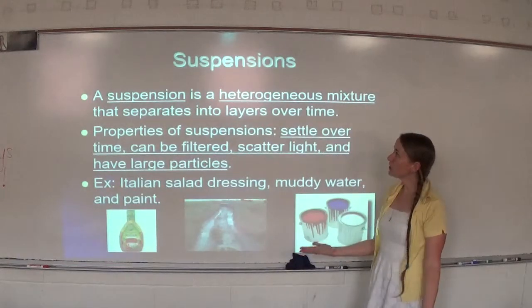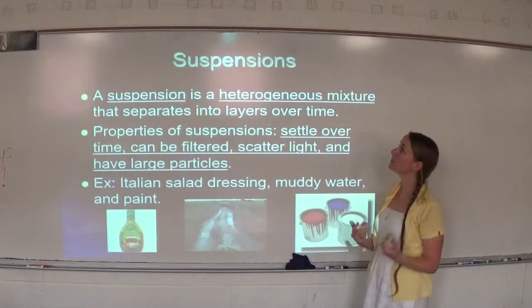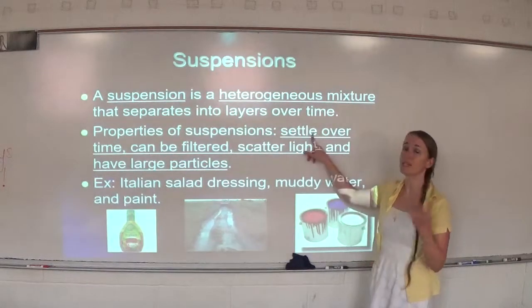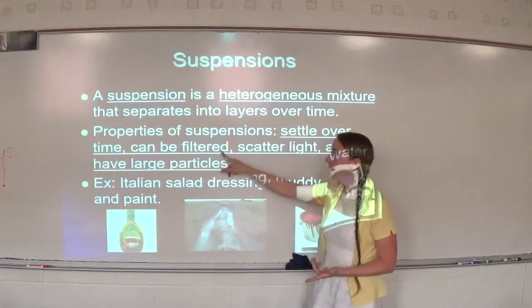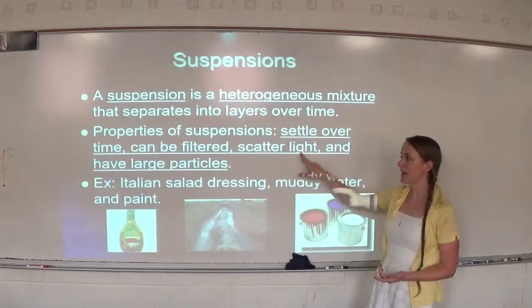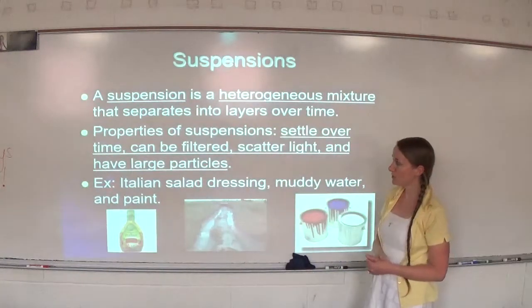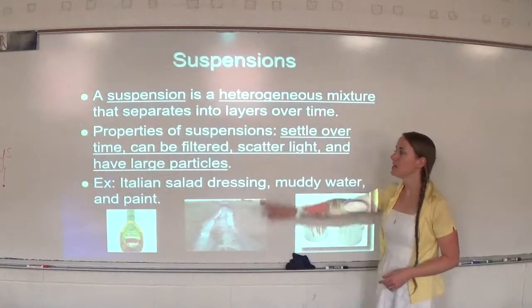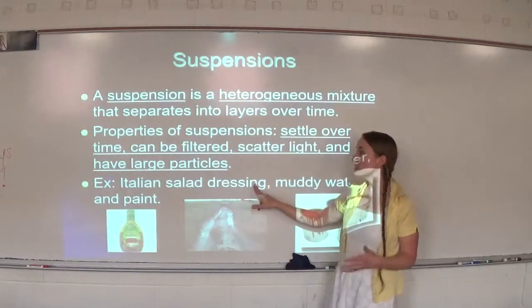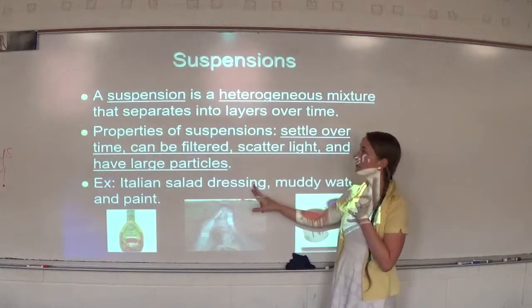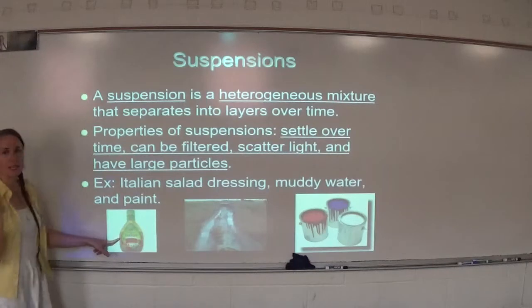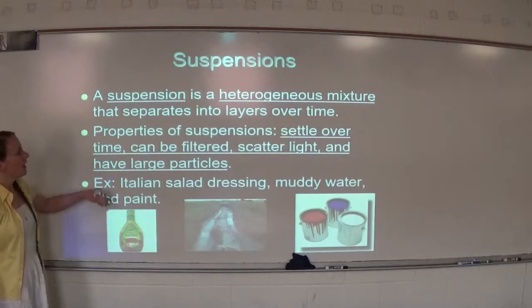So a suspension is a heterogeneous mixture that separates into layers over time. Properties of suspensions include that it does settle over time, it can be filtered, it scatters light, and it has large particles. Examples include Italian salad dressing, muddy water, and paint. Italian salad dressing is the example I'll use in class all the time. When you buy Italian salad dressing, what do you have to do before you use it? You gotta shake it up. Because what happens? It settles over time. You already know this.